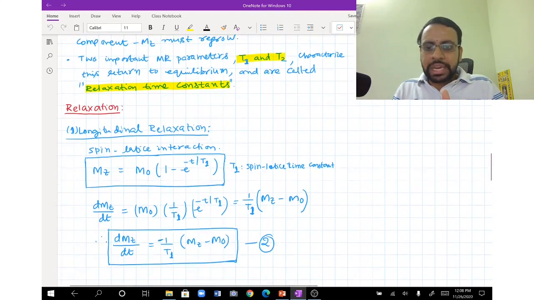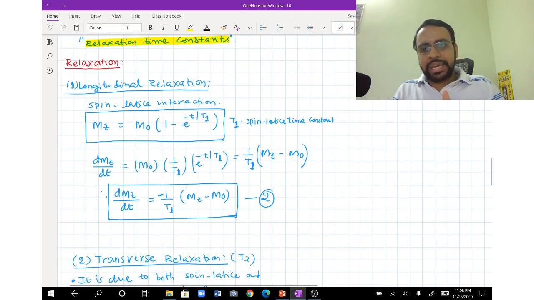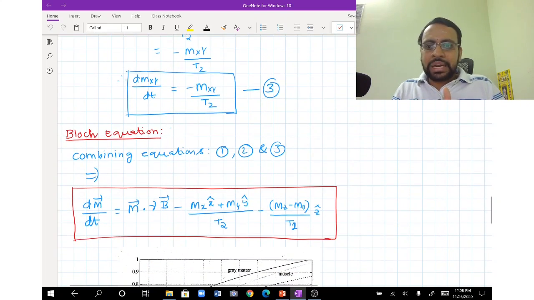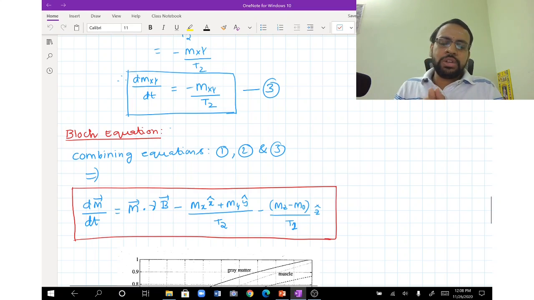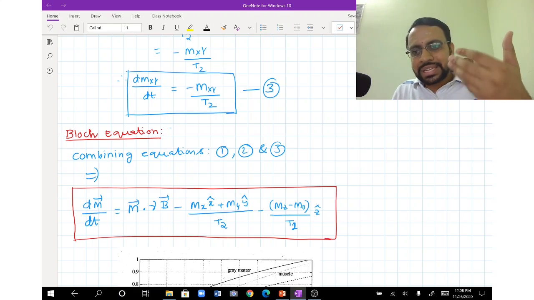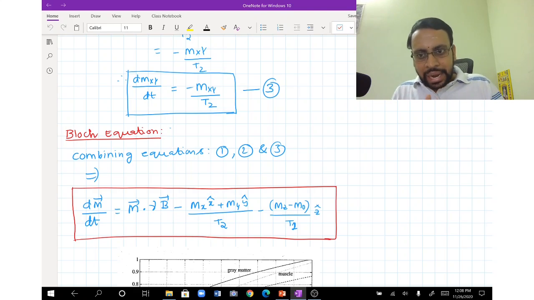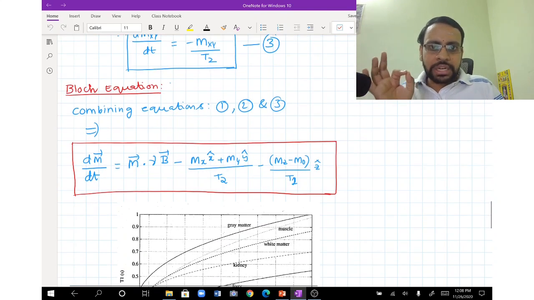Now we have empirically derived dMz by dt and dMxy by dt, and if you combine them, you get what is referred to as the Bloch equation. Bloch was one of the Nobel laureates for figuring out this nuclear magnetic resonance phenomenon, along with Purcell, who both did it independently. And this is a very fundamental, very important equation in magnetic resonance imaging.